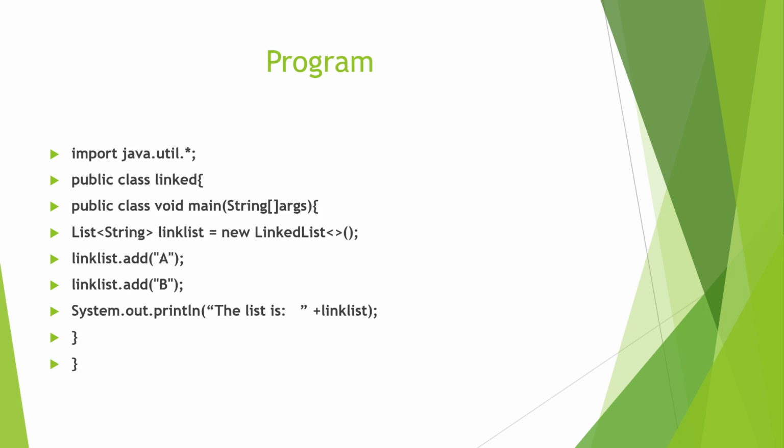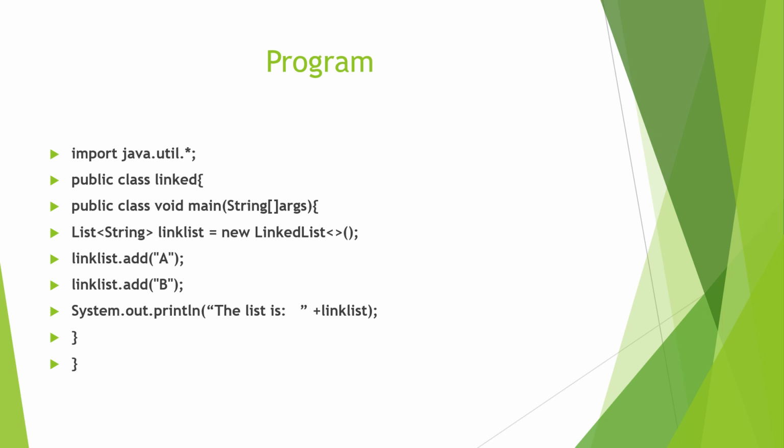So first I am importing package java.util. After that I am giving public class, the class name is linked. Then again I am giving the void main function. Then under the void main function I am creating the list interface with using the same syntax, that list string linked list, which is equals to new linked list.